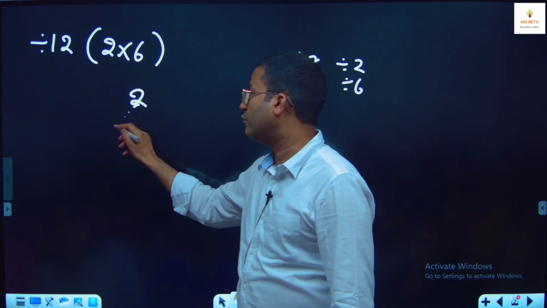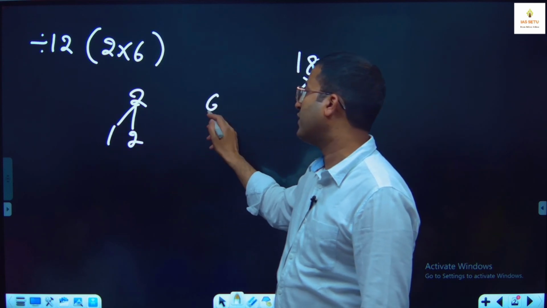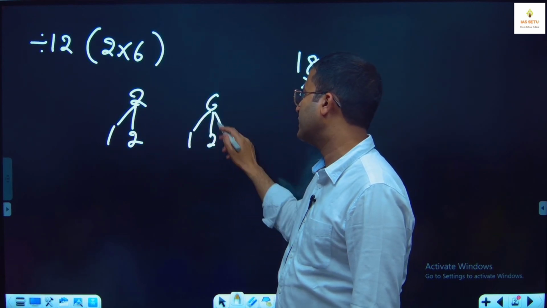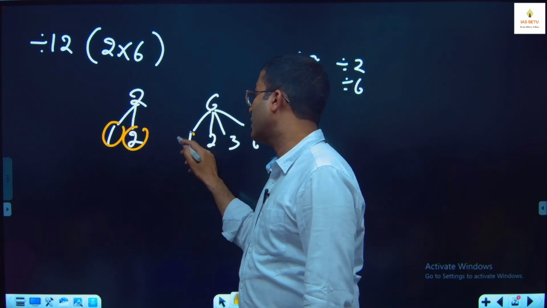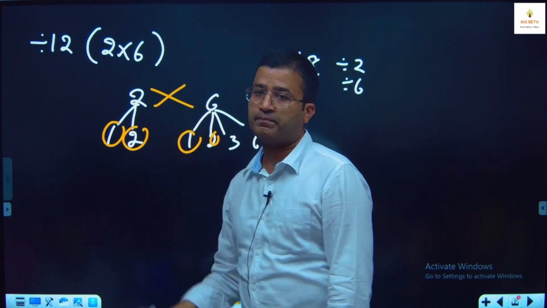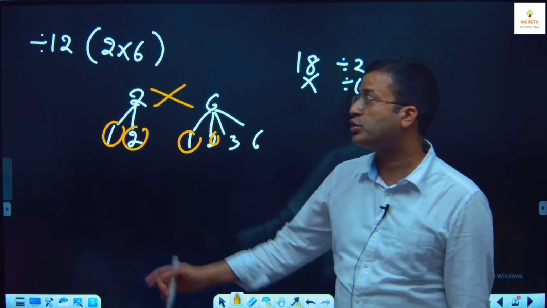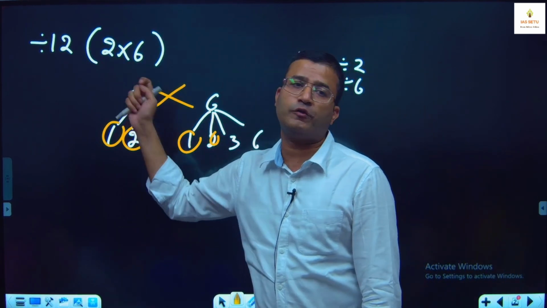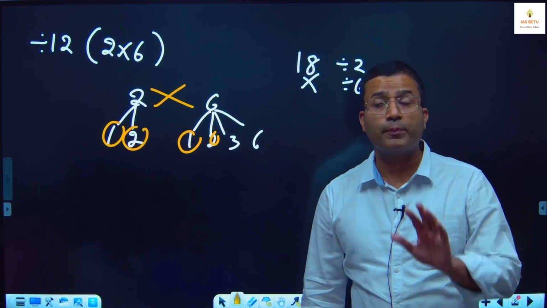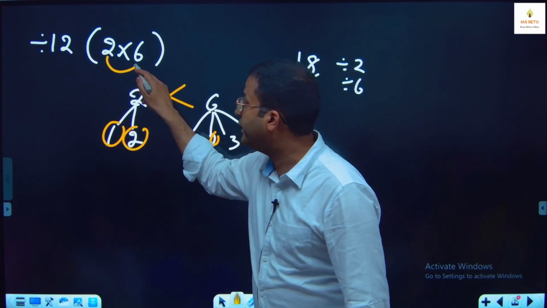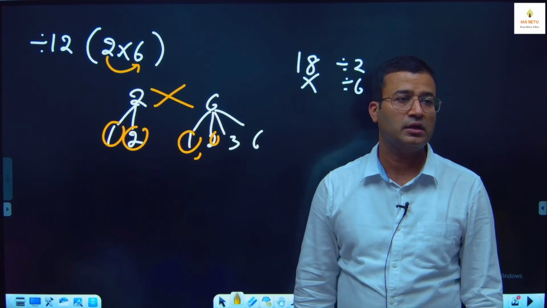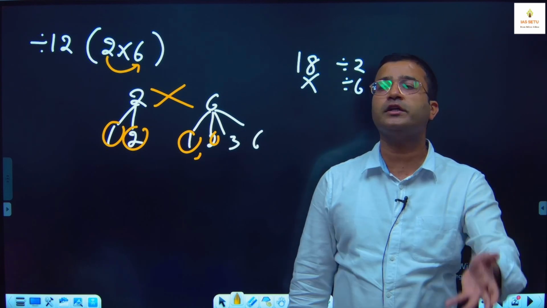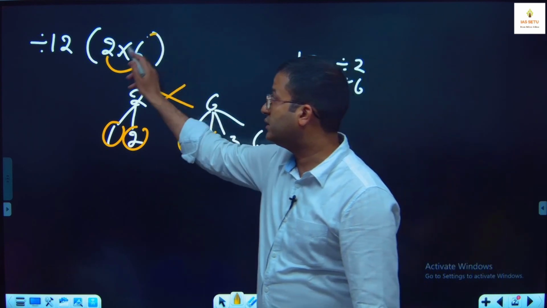What are the factors of 2? 1 and 2. What are the factors of 6? 1, 2, 3, 6. Common factors 1 as well as 2. 2 and 6 are not co-prime. The condition here is you have to break the number as a multiple of co-prime numbers. Problem here is this 2 is already included in 6. आप ये 6 चेक कर रहे हो, 2 तो वेस्ट हो रहा है क्योंकि 6 के अंदर 2 is already included. So here this is wrong.